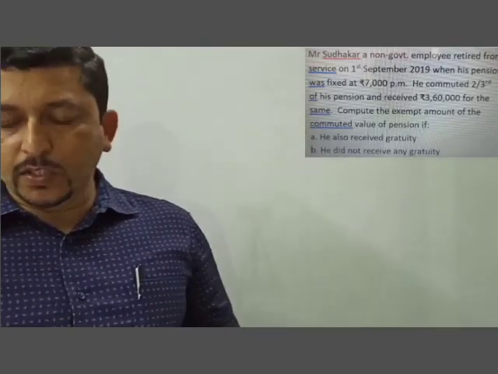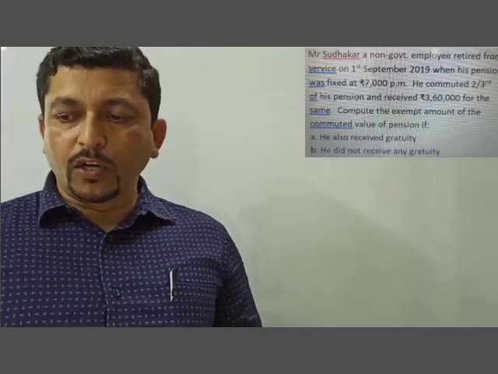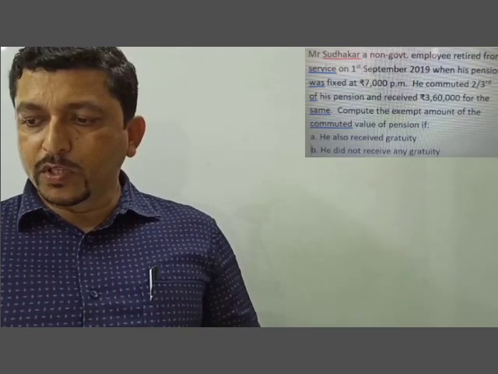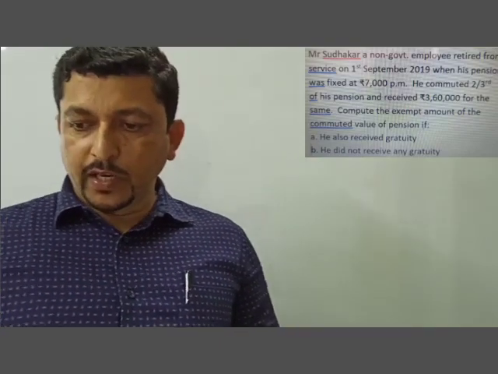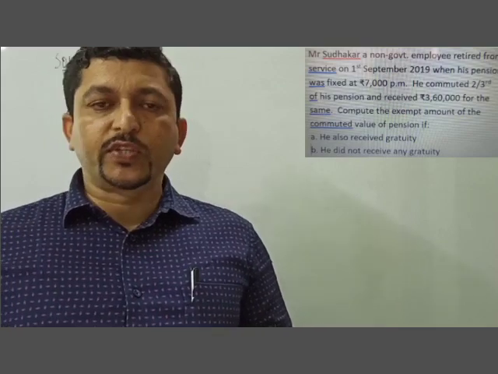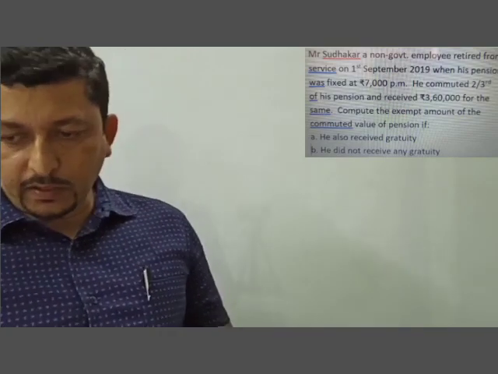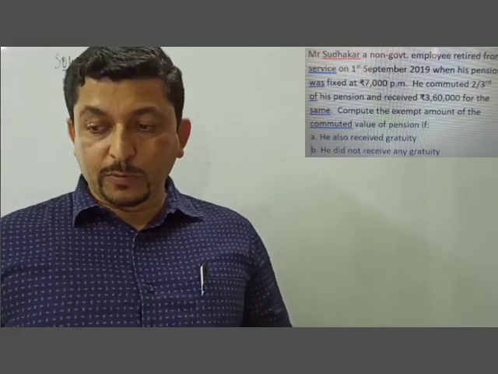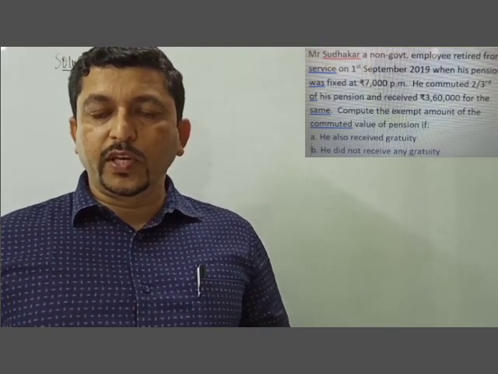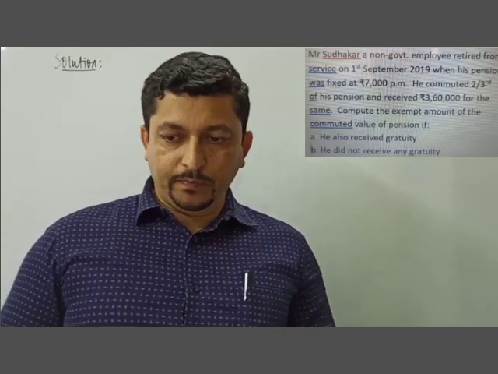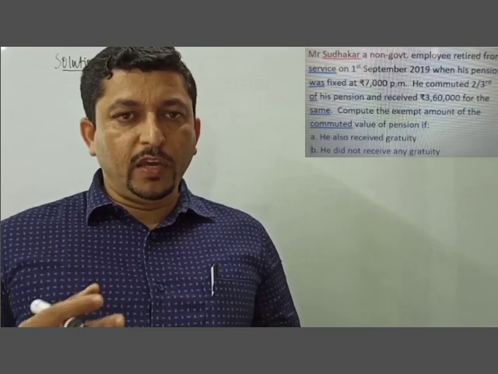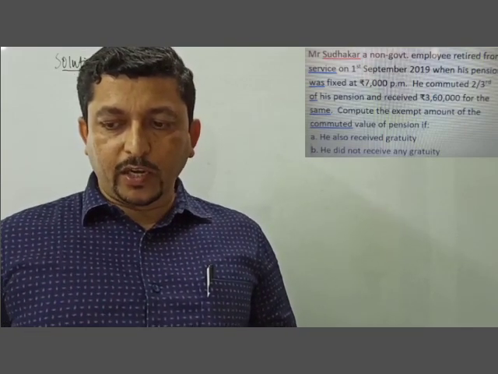This problem is of Mr. Sudhakar, a non-government employee who retired from service on 1st of September 2019 when his pension was fixed at rupees 7,000 per month. He commuted 2/3 of his pension and received rupees 3,60,000 for the same. Compute the exempt amount of the commuted value of pension if he also received gratuity. And second question, he did not receive gratuity.